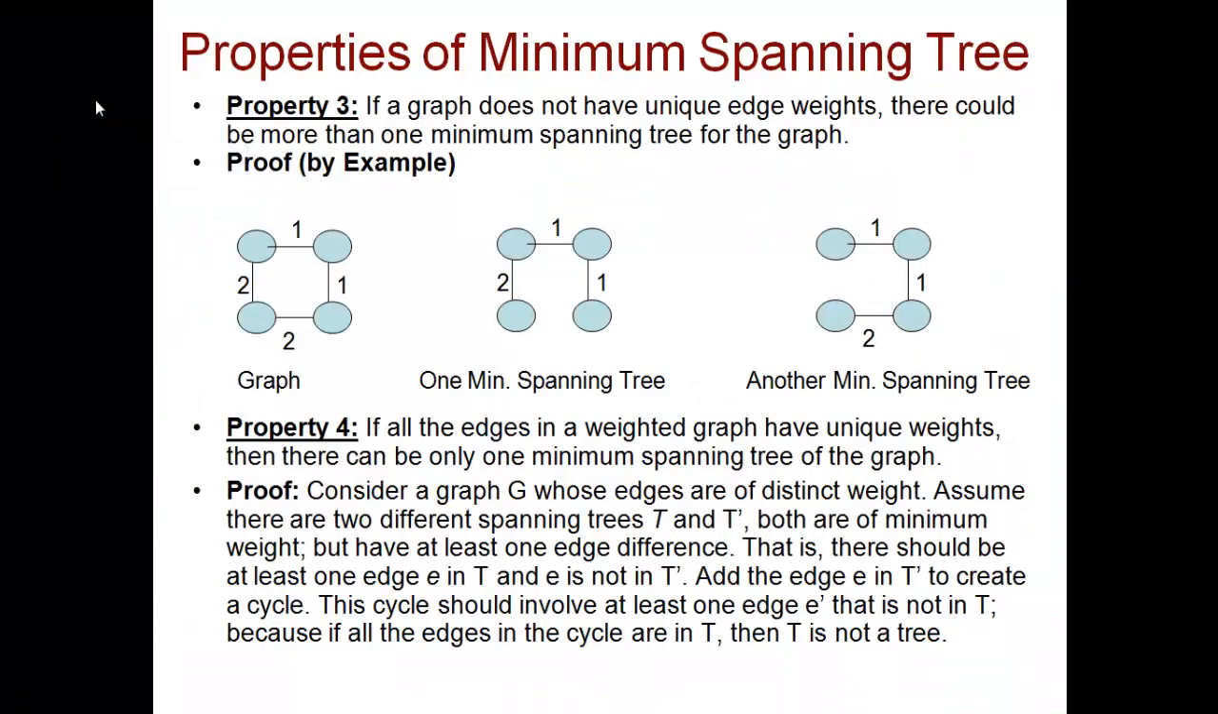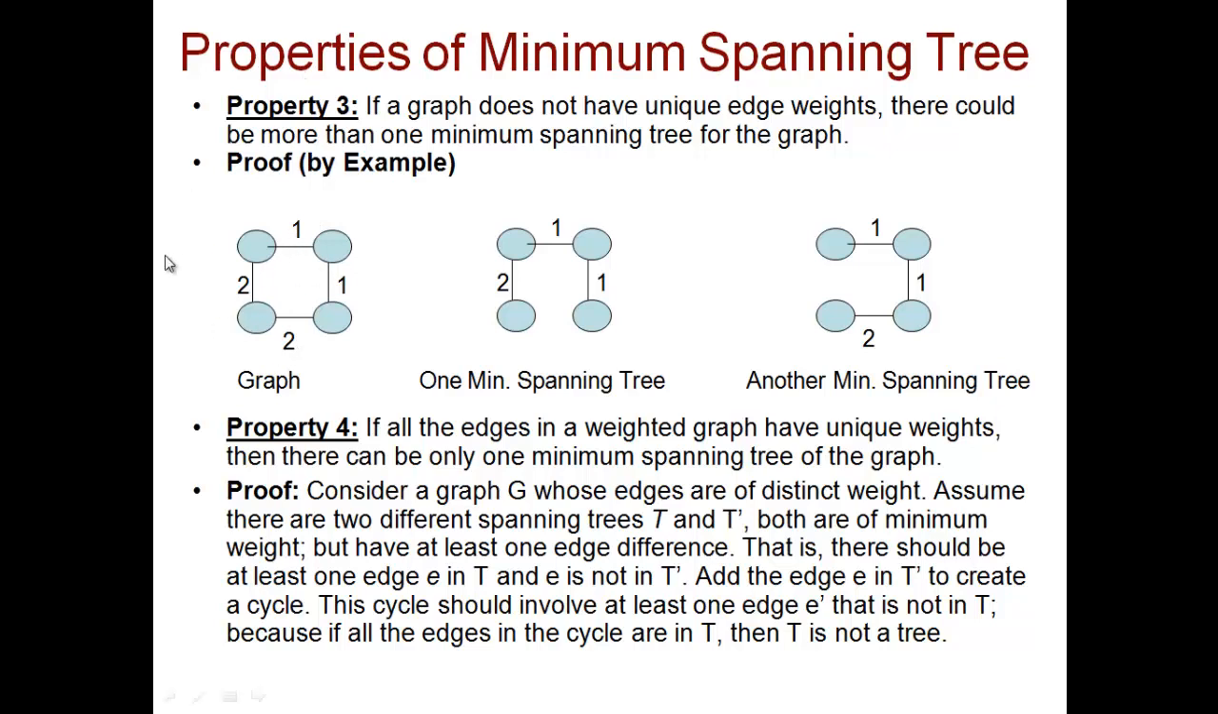Okay, so what we want to now prove is some of the properties of the minimum spanning tree with regards to having unique edge weights or not having unique edge weights. So the first thing is quite easy. If you have a graph that does not have unique edge weights, which means it could be a graph like this where more than one edge has the same weight.